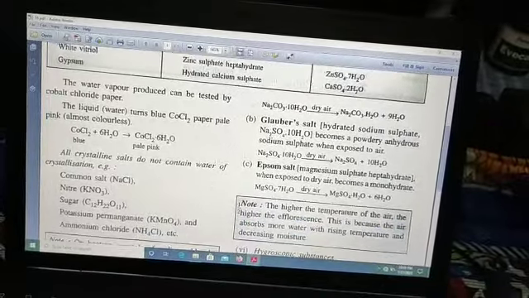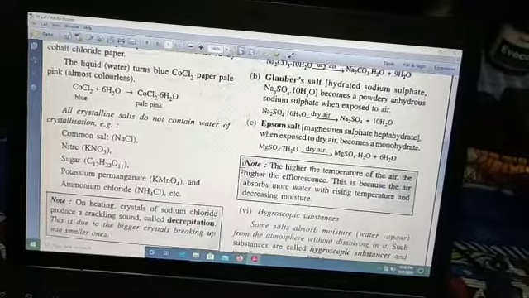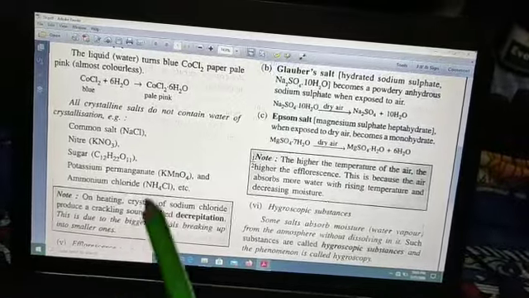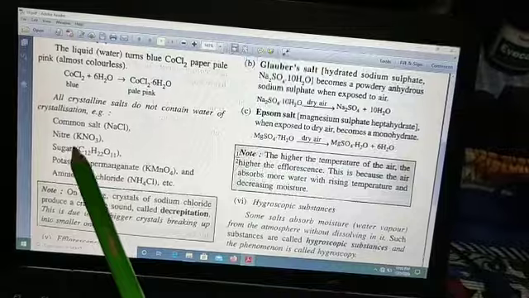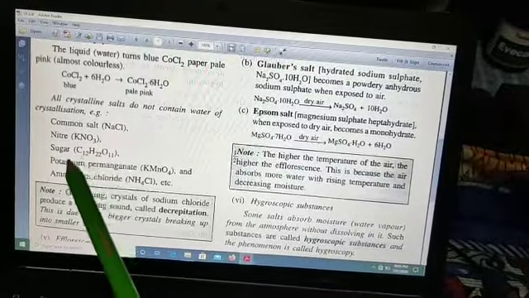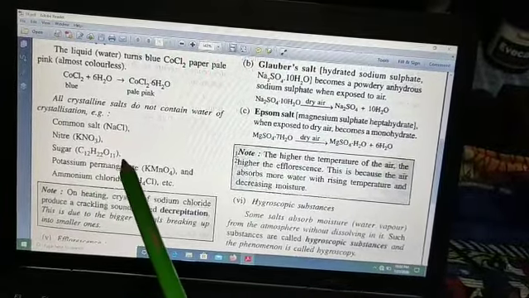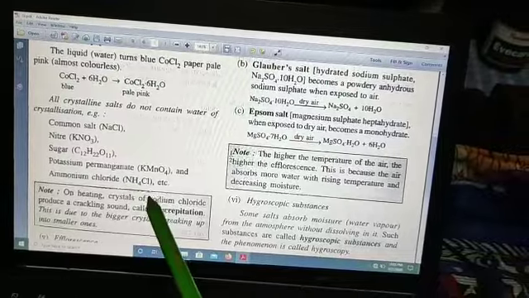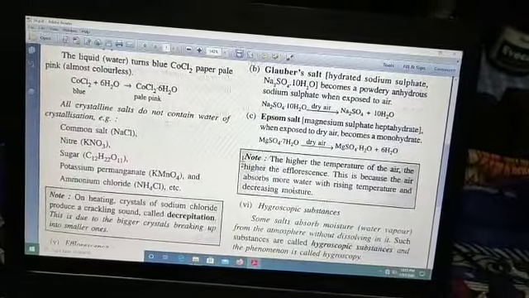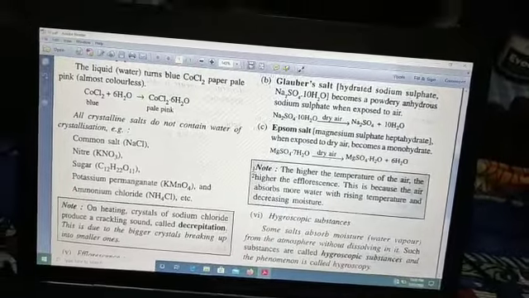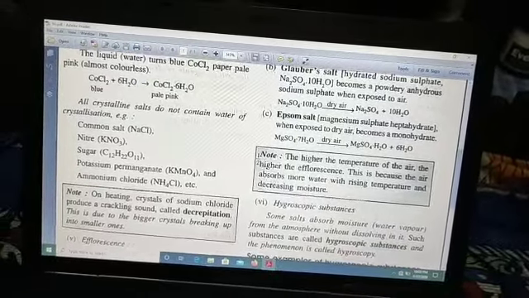There are some crystalline salts which do not contain water of crystallization. Examples are NaCl, sodium chloride, potassium nitrate, sugar, C12H22O11, potassium permanganate, and ammonium chloride. So these are compounds which are present in crystalline form, but they don't have water of crystallization.